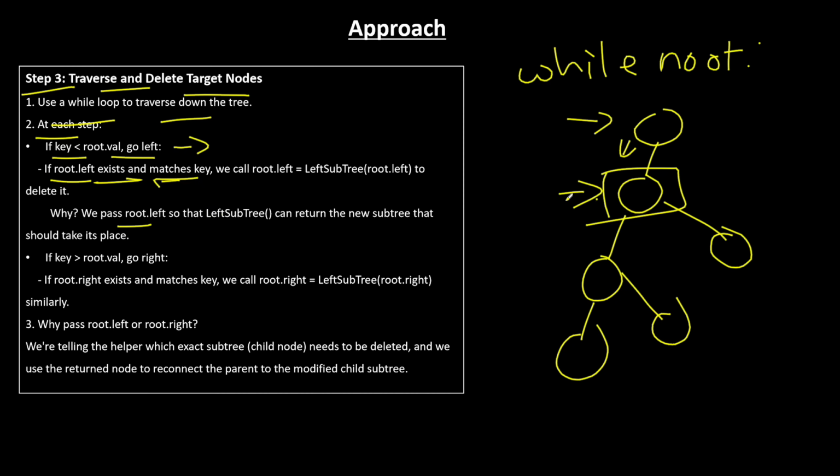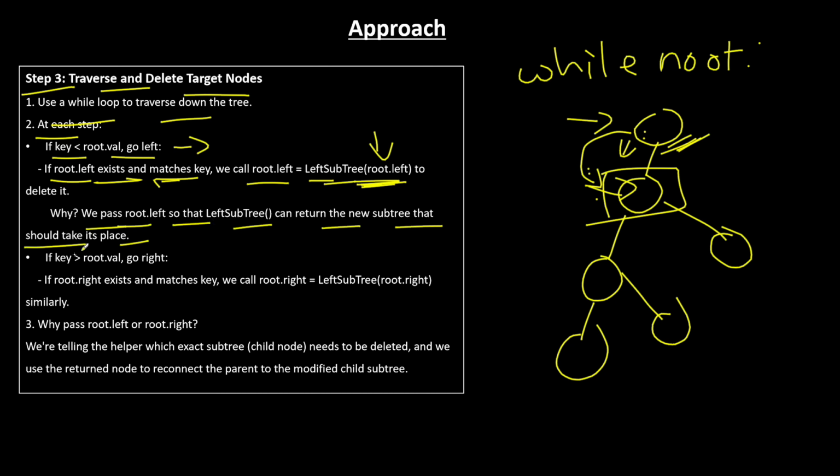We are not standing in the node to be deleted. We are just standing in the root and checking if the left node of that particular root is to be deleted or not. If it is, we set root left for this particular call equal to the left subtree's result. If you remember, we're passing the root left of the parent node to the left subtree function to delete it. Because we pass root left, the left subtree can return the new subtree that should take its place.